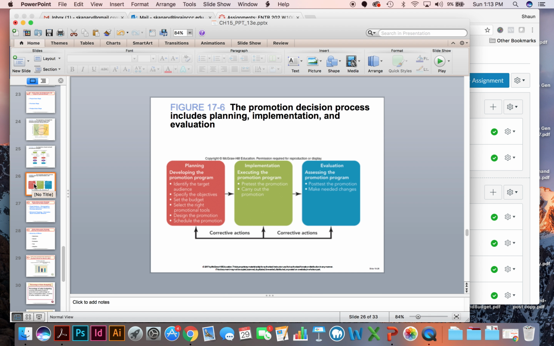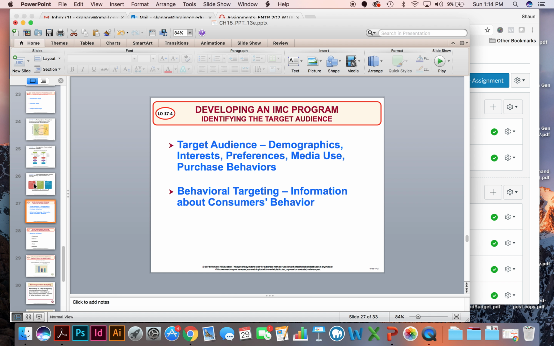Now, the important thing is that the promotional decision process includes planning, implementation, and evaluation. Planning is developing the promotional program, so you're going to identify your target audience, objectives, budget, select the channels, and create the promotional messages. The implementation is executing, and then finally the evaluation, which is important. A lot of companies forget that they have to evaluate the promotional program, see how it did according to the objectives, and make the needed changes.